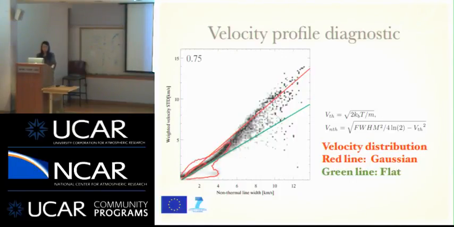For instance, if we have the Gaussian distribution for the velocity field, we can then derive this red curve here. On the other hand, if we have the flat distribution, meaning that the probability of different velocities is identical, then we retain the green line here. And this is a very nice comparison, because then we can understand what's going on, what the velocity distribution is in our simulation box.